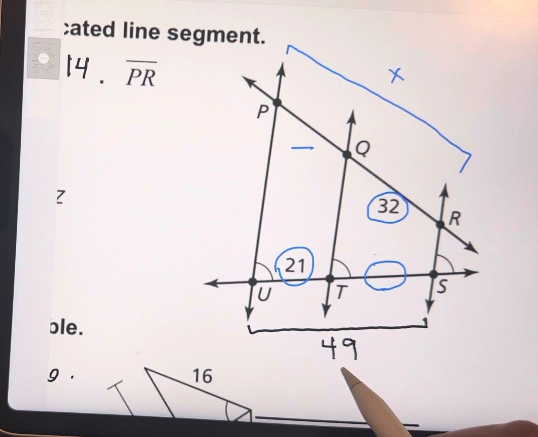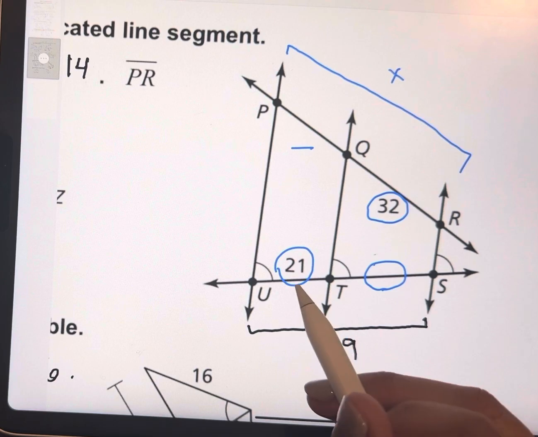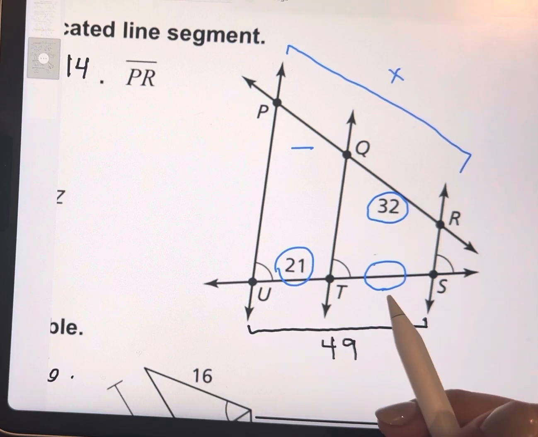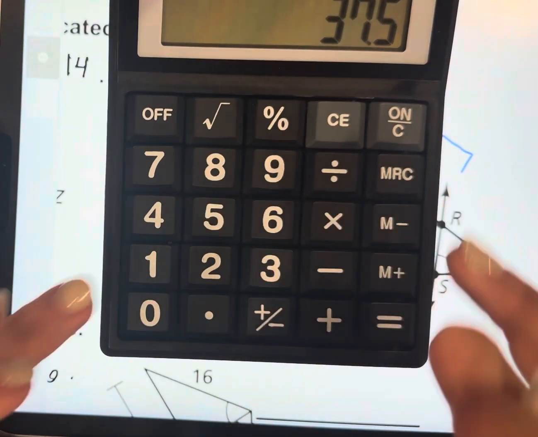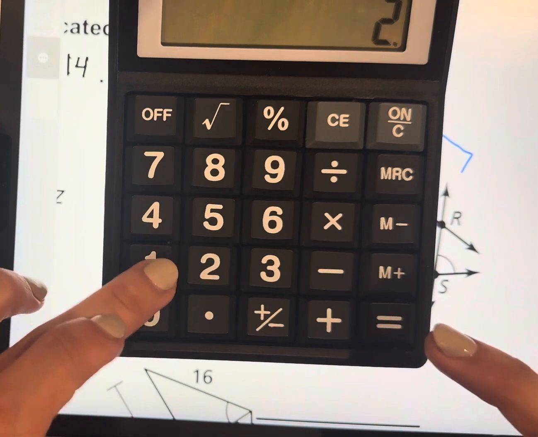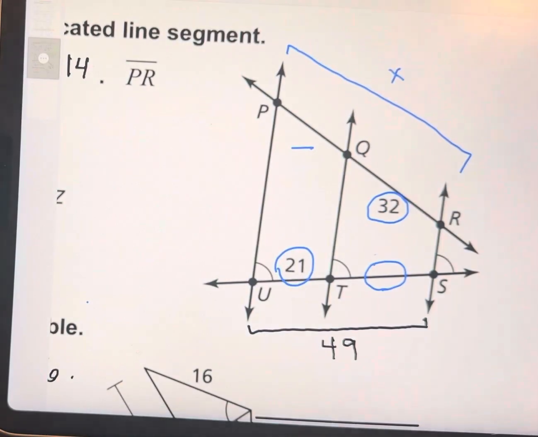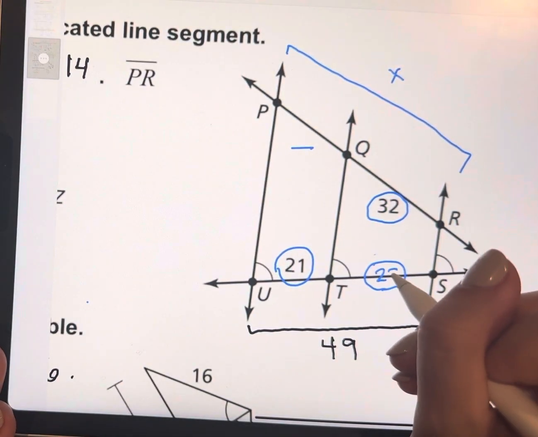Here, I know that the entire length is 49. So I can subtract 21 and get this length here. So just be careful. Make sure you're matching things up. To get this, I'm going to go 49 minus 21, and that's 28. This value right here is 28.